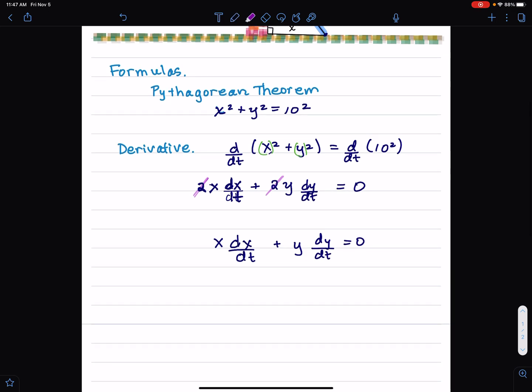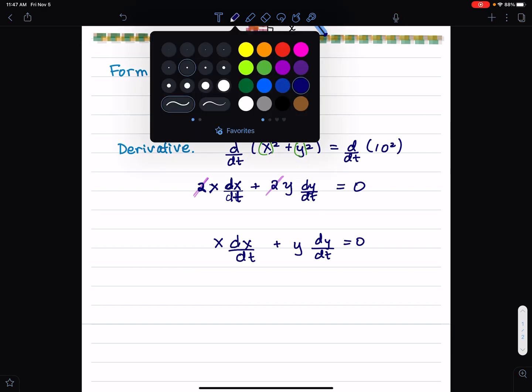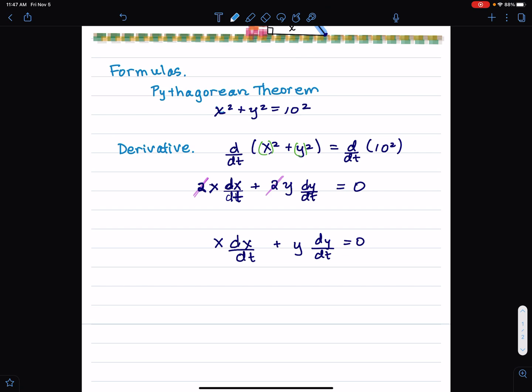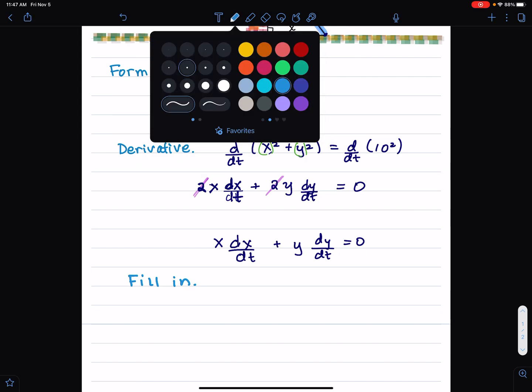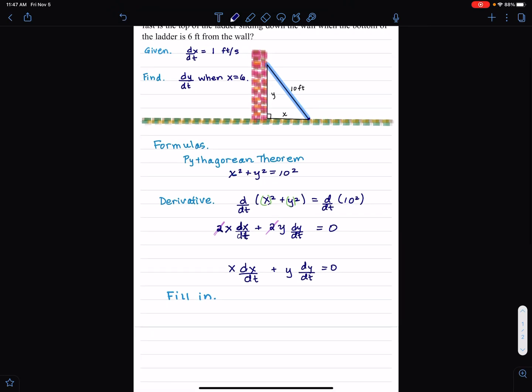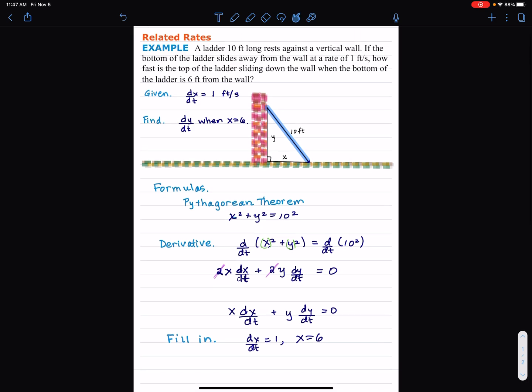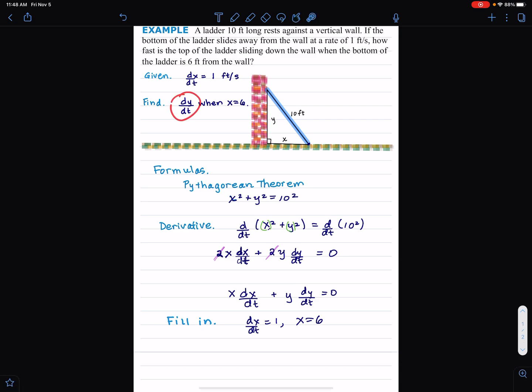Now I'm moving on to what I call the fill-in, or substitute back in. I'm going to fill in some of those values that were given. What was given way up there is dx/dt equals 1, so I'm going to put in dx/dt equals 1. I want to find out the rate of change when x equals 6. I'm trying to find dy/dt, so I don't have anything to fill in for dy/dt, but I need to fill in something for y.